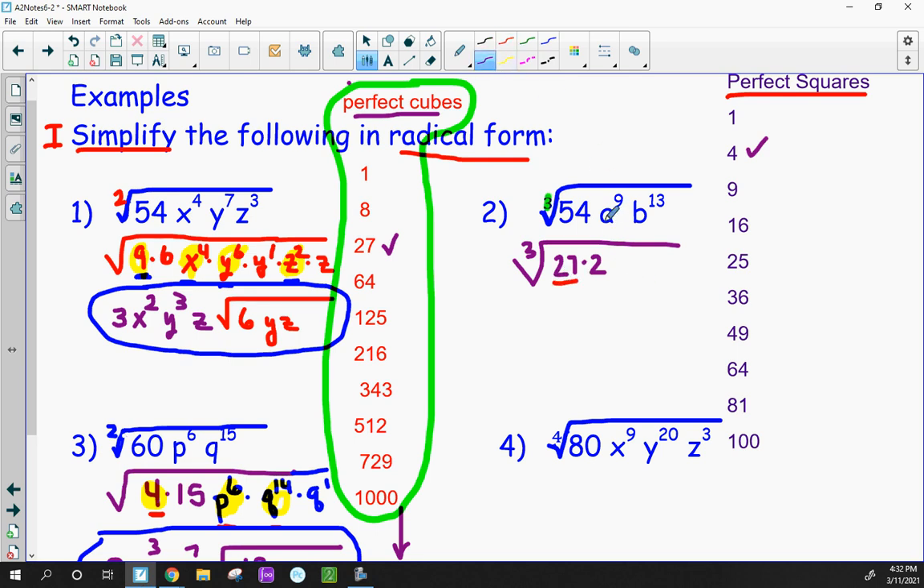Then you're going to ask yourself, can you take the cube root of a to the 9th? When you divide 9 by 3, is it a nice whole number? And the answer to that is yes. So for right now, we're not going to change a to the 9th. We're just going to drop it down.